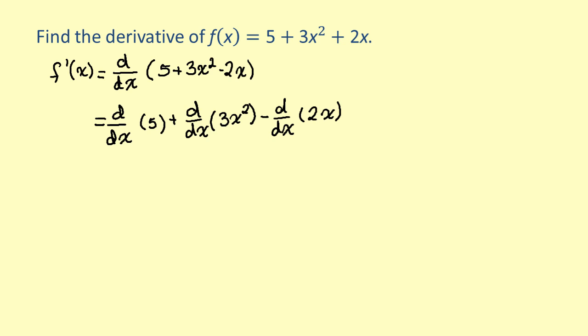The first term is the derivative of a constant. Remember that the constant rule states that the derivative of a constant is 0. So our first term of the derivative is 0.